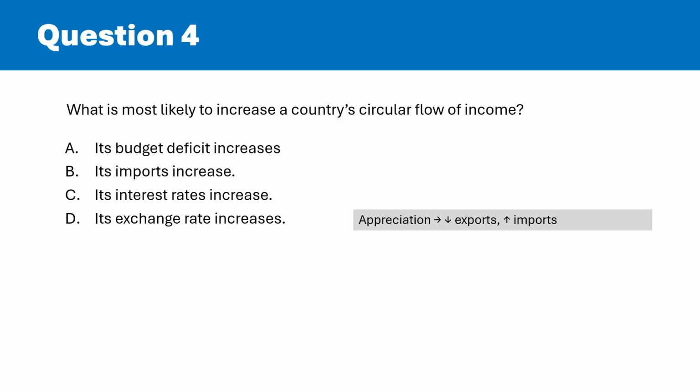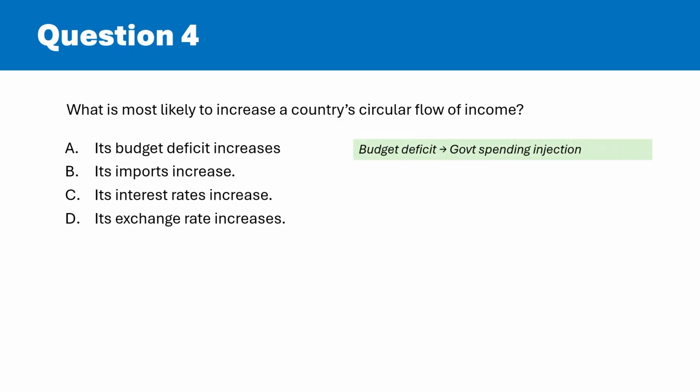Now if we go to option A, which says budget deficit increases, that is the correct option, because a budget deficit means that government spending will be greater than taxes. This will add money into the economy. It's an injection. So this increases the circular flow. So the correct option for this question is option A.